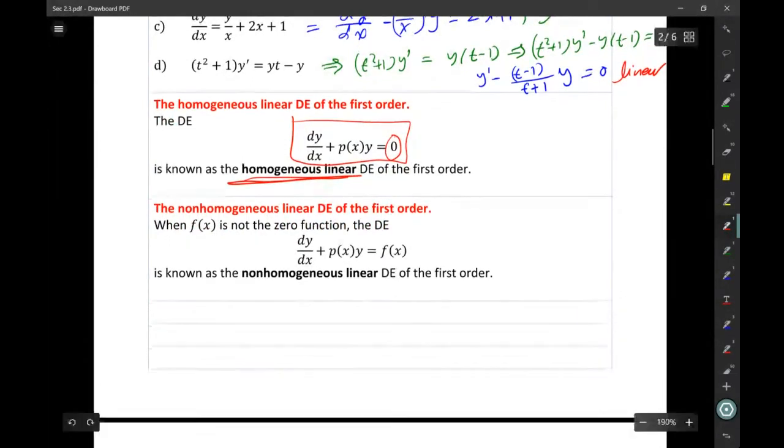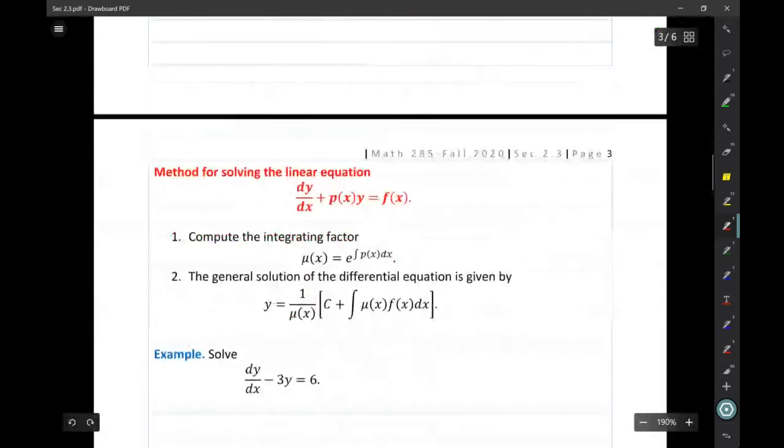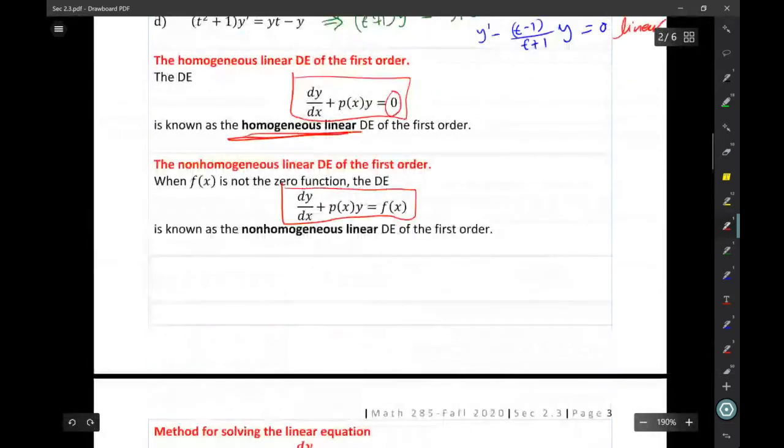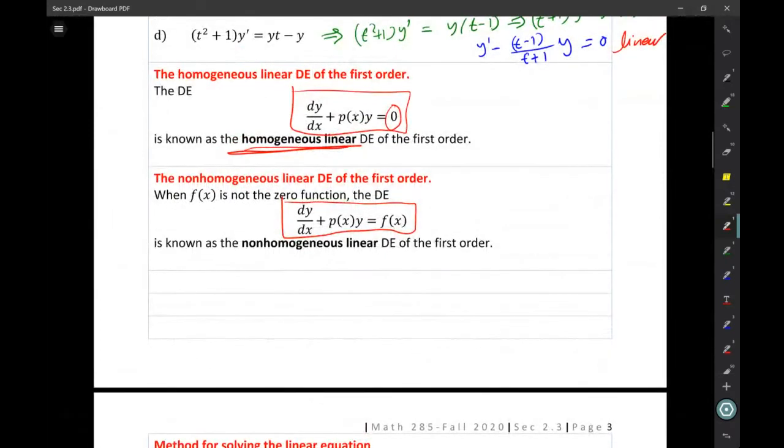Now let us see how we can solve the non-homogeneous linear differential equation. In a non-homogeneous linear differential equation, the solution is very simple. I will explain it for you in detail, as a general proof, then I will give you exactly the short procedure to solve it.